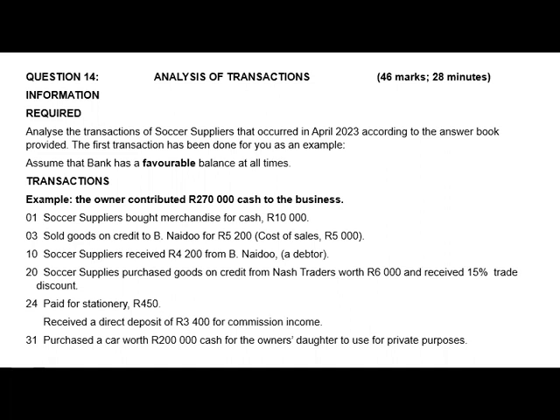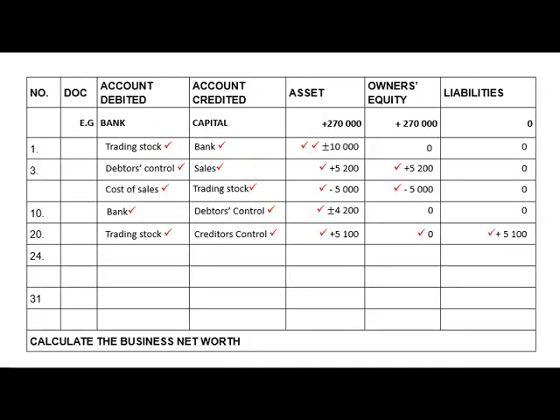On the 24th, it says that we paid for stationery, which is 450. How do we record that? You will debit stationery and you will credit bank. Those are two accounts that will be affected. Stationery is an expense, that's why we're debiting it. We're crediting bank because we are losing money.